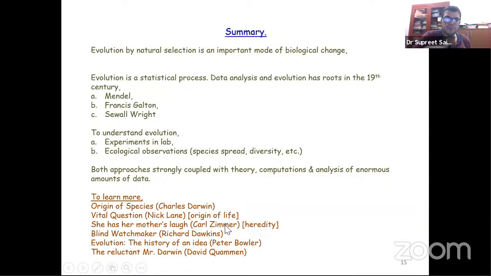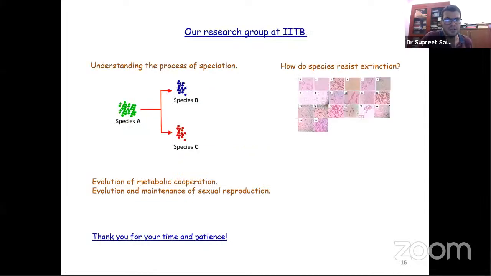If you're interested in the question of heredity and how it has been thought about over the last few hundred years, Carl Zimmer has this. It's a big book, but it's a fascinating read about how heredity has been thought about, and it comes all the way up to CRISPR. Richard Dawkins has written a bunch of books, and Peter Bowler and David Common have again written more than one book.